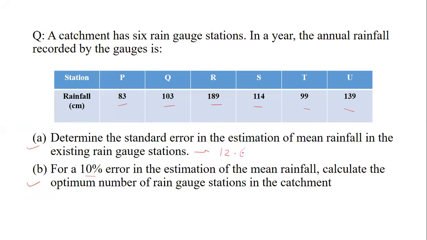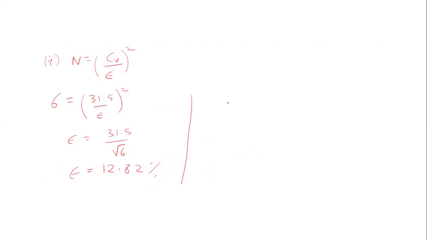Okay, so if we have 6 rain gauge stations, we have an error of 12.82%. Okay, now we want an error of 10%. So definitely the error needs to be reduced. So what is the optimum number of rain gauges? So here again we'll use the same formula. We only know of this formula. CV we already know is 31.5 and error permitted is only 10%.